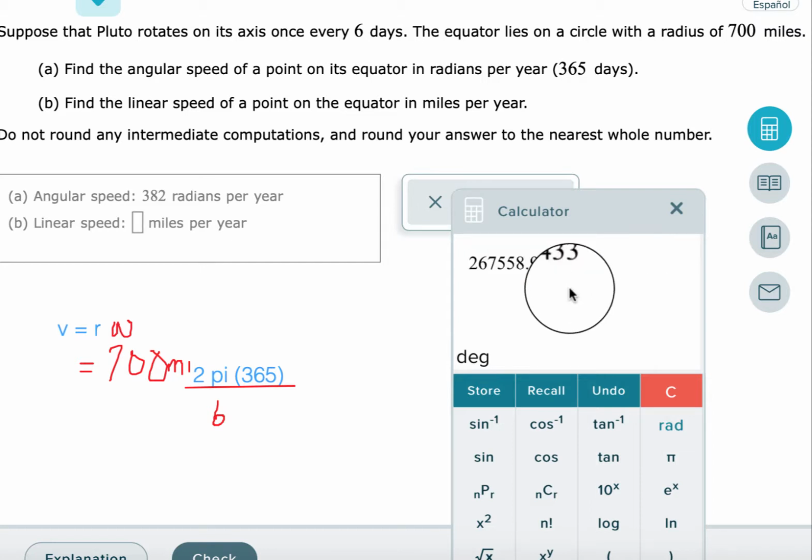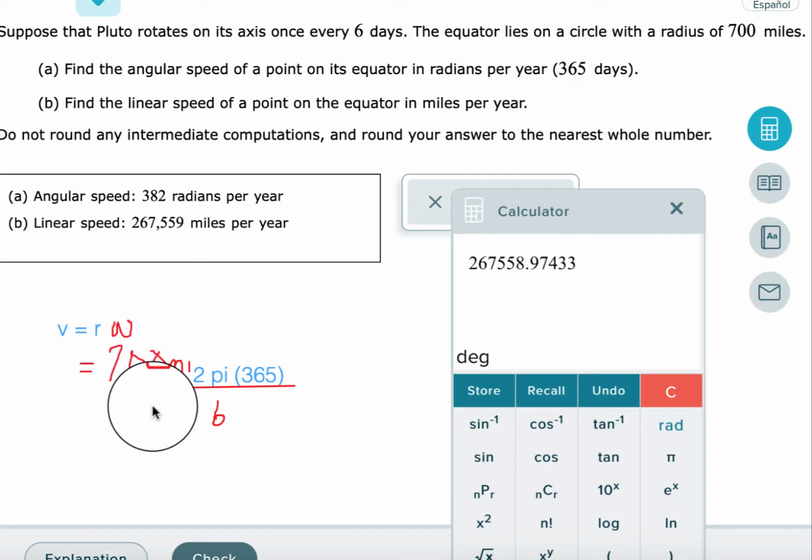And so when we do that computation, we get 267,558.97. If we round to the nearest whole number, it would be 267,559. So it is booking. It is moving at 267,559 miles per year.